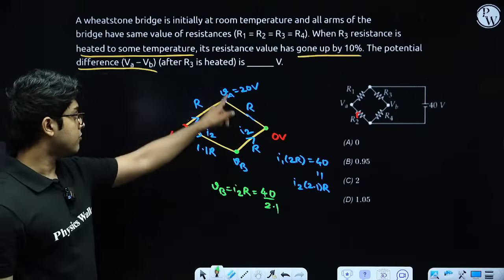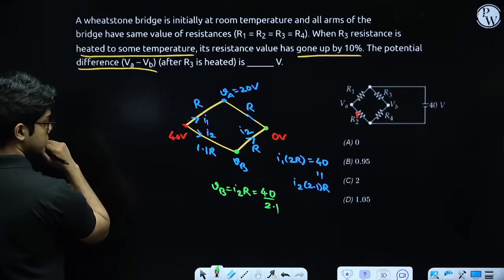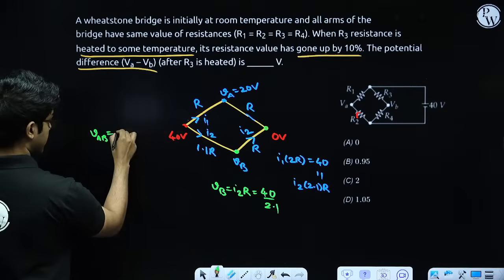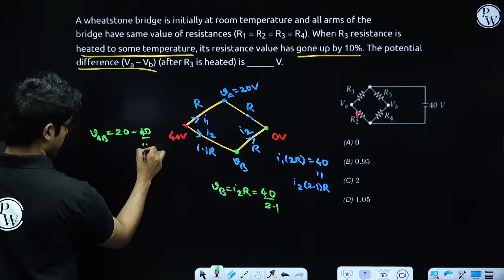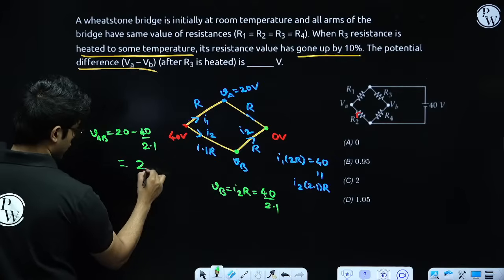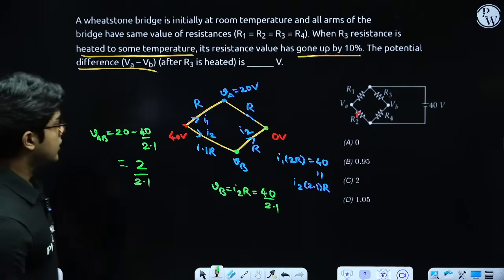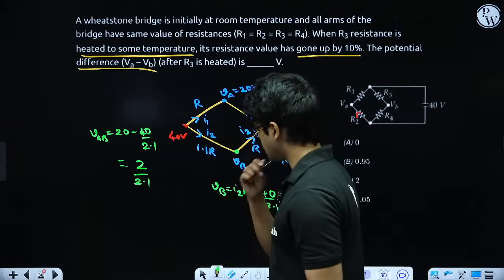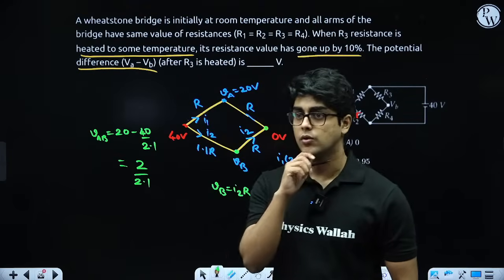So we have VB and VA. Their difference VAB will be 20 minus 40 divided by 2.1, right? So this will become 42 minus 40, which is 2 divided by 2.1. Whatever this comes out to be, that is going to be the answer. So some 0.95 maybe, I guess. So that will be the answer to this question.